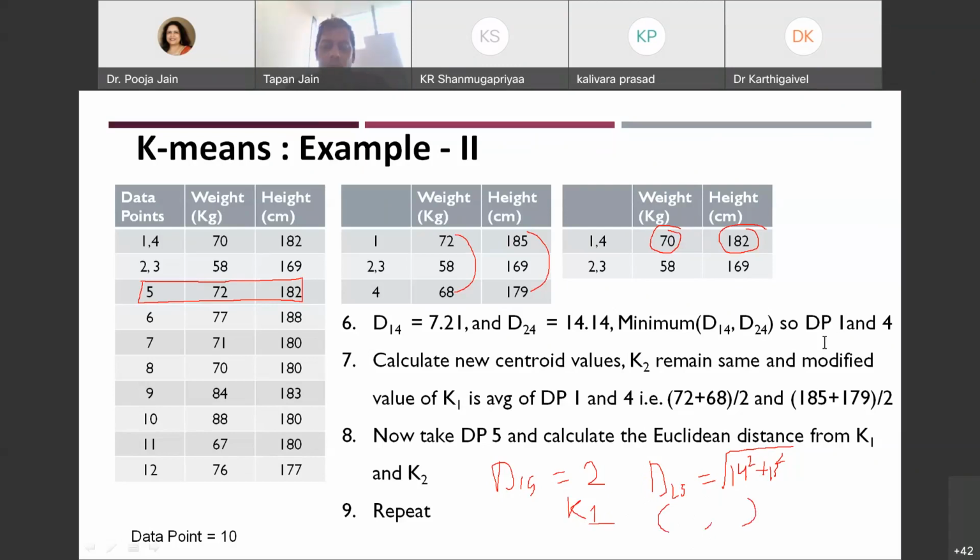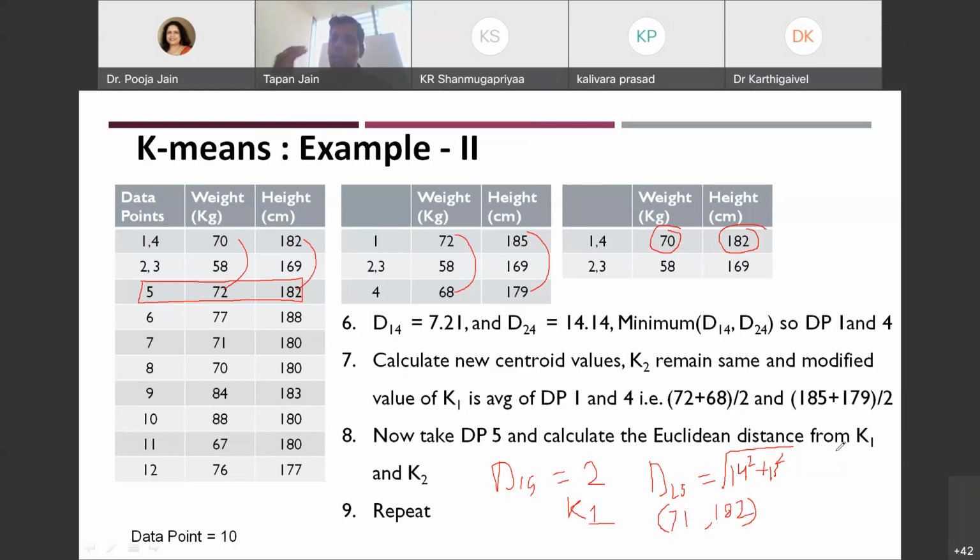Anyone? What is the new centroid value? Okay, very nice. So the average of these two. 70 plus 72, the average is 71, and 182. Okay, thank you, Sachin sir. So this is the centroid value.